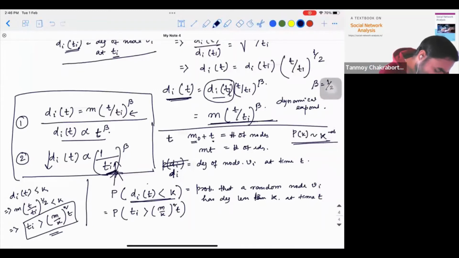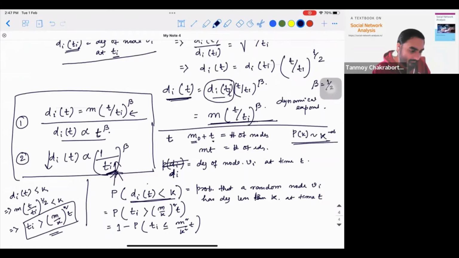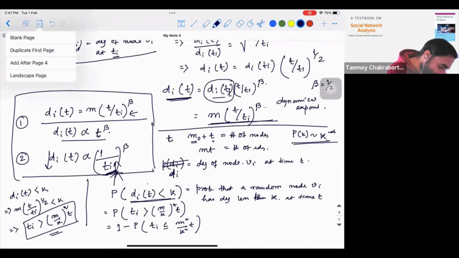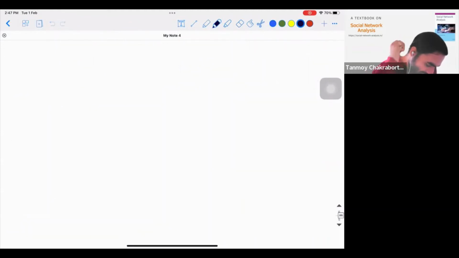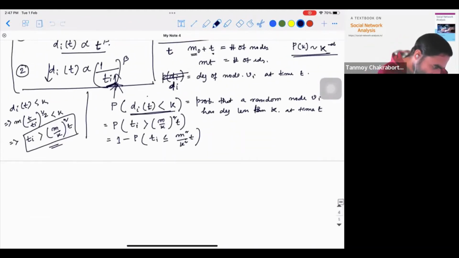Now this is the same as 1 minus P of ti less than or equal to m squared by k squared times t, because greater than this is the same as less than or equal to this. Now this part is a little bit tricky. Let's look at this very carefully. What is P of ti?